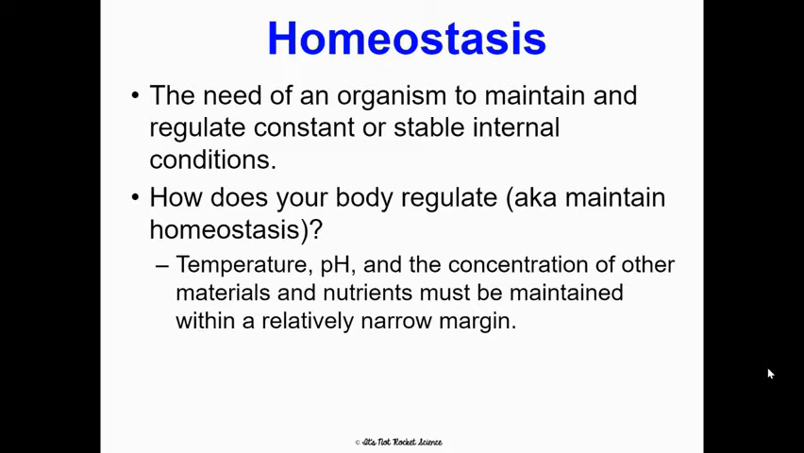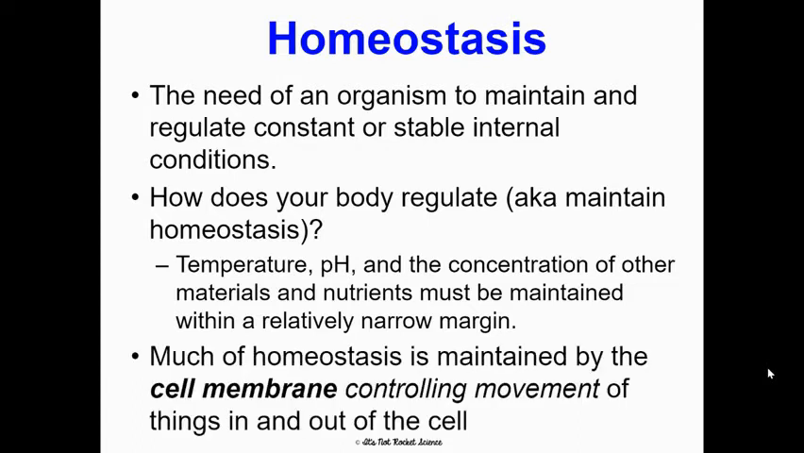pH, so how acidic or how basic parts of your body are, and the concentration of other materials and nutrients. So, getting, say, sugars in and out of your cells, getting wastes like urine out of your body, need to be maintained within a relatively narrow margin. Much of homeostasis is maintained by the cell membrane, controlling movement of things in and out of the cell.